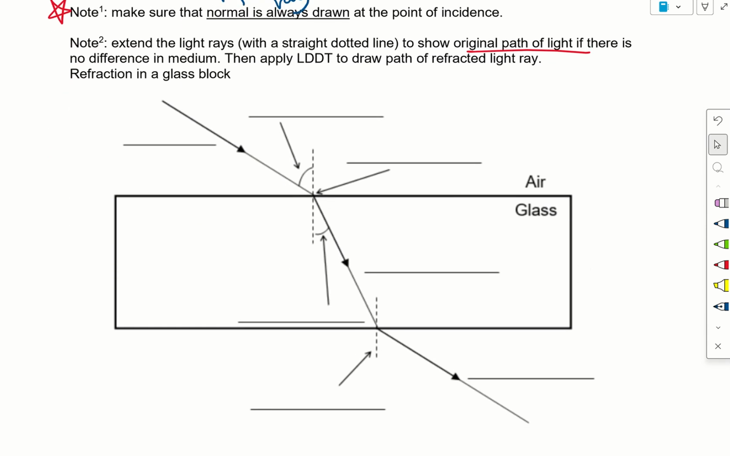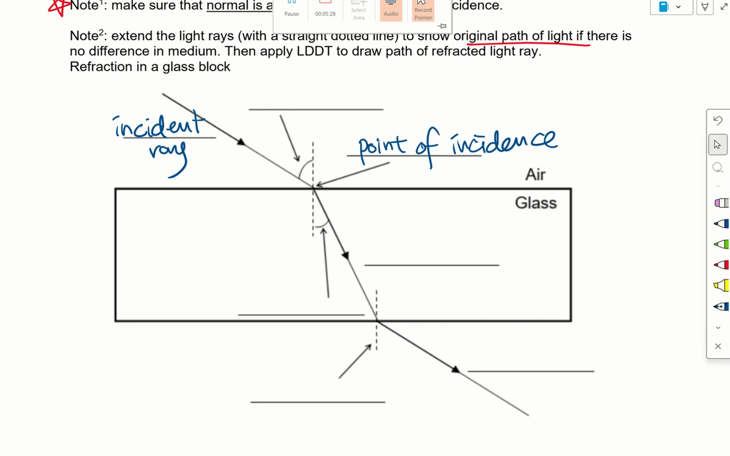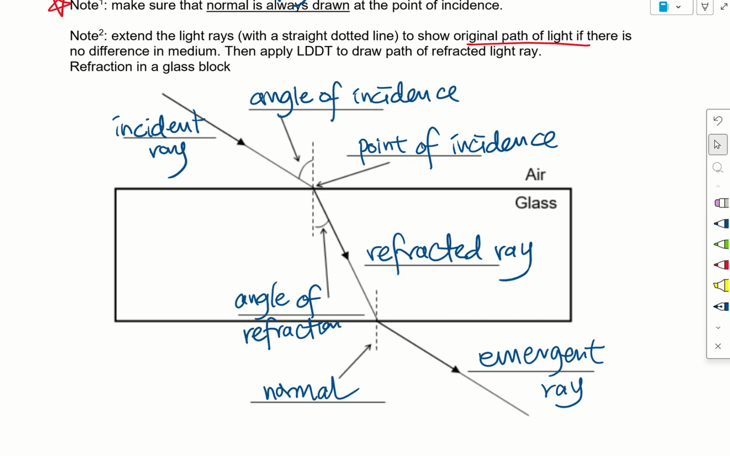Okay, so some of the terms that we need to know. So this one is my incident ray. This is my point of incidence. Okay, so fill in the blanks for this. You have point of incidence, similar to what we had in reflection, but now we have the refracted ray. We have now the angle of refraction.